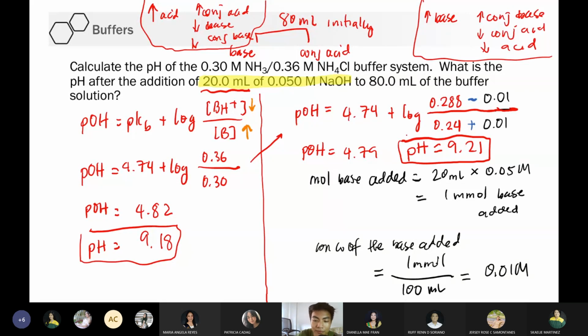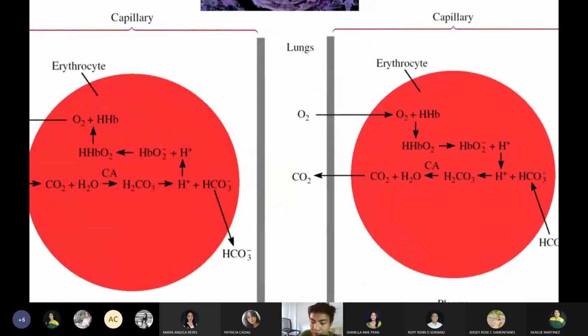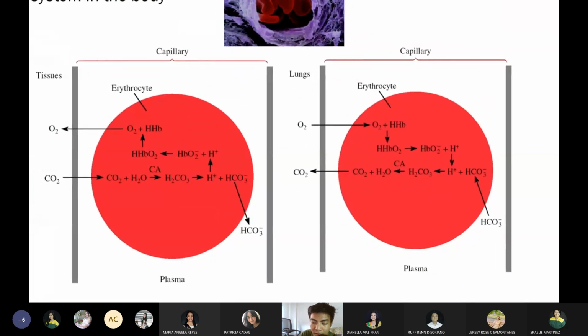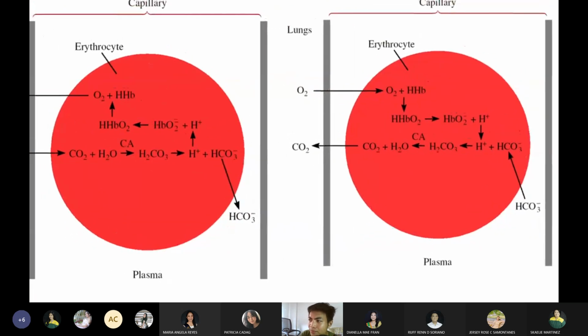Okay. So, again, ito nga, isang application. So there are many buffer systems in our body, one of which is the carbonate buffer. Okay. So suppose this is the blood cell natin, especially yung ating red blood cell. So mapansin natin sa ating cell mismo, meron tayong carbonate buffer. We have a carbonate bicarbonate buffer.